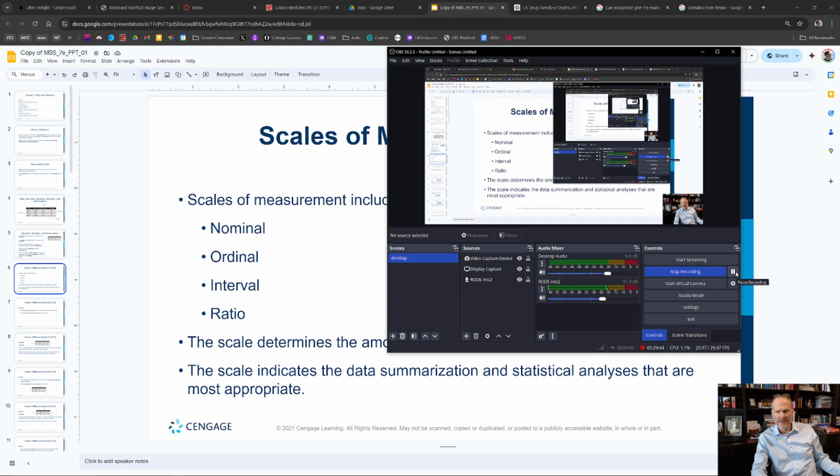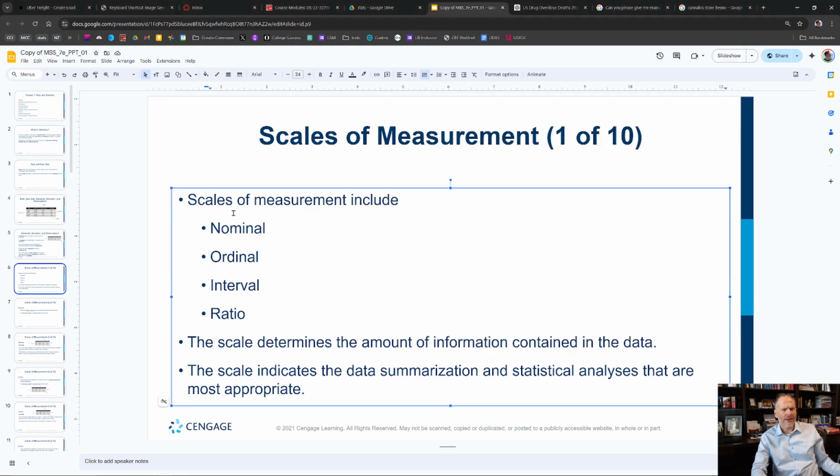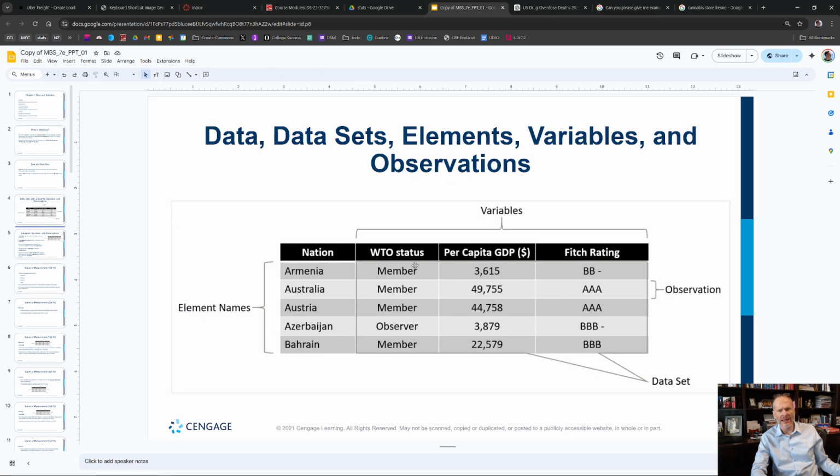All right, welcome back. Now we're going to talk about scales of measurement. And so a scale of measurement is just a different way to sort of categorize the different data that we might capture. So here we're capturing some data where it's member or observer. Here we're capturing some data which is numerical and it's some sort of GDP. This is money. Here we're capturing some data which is some kind of rating with A's and B's, right?